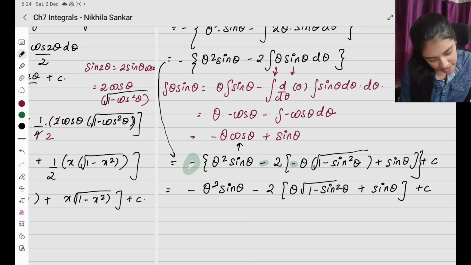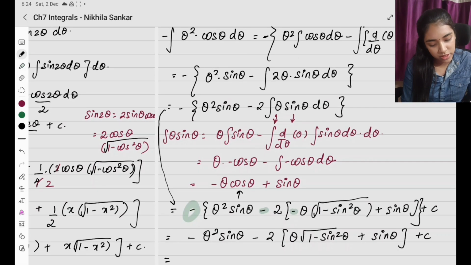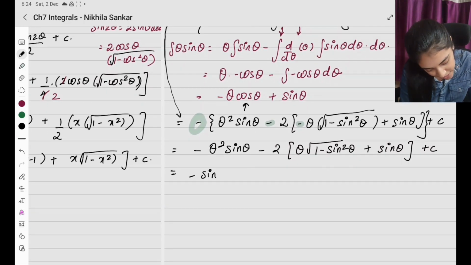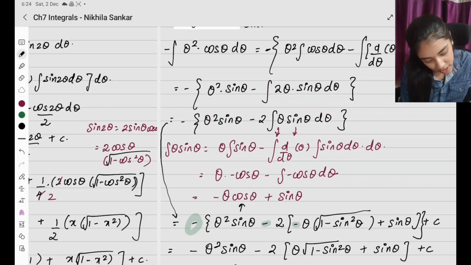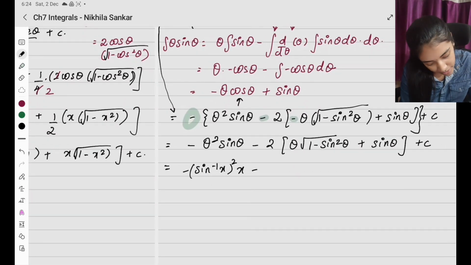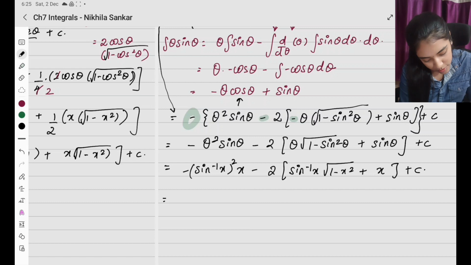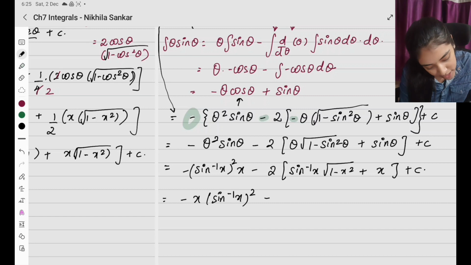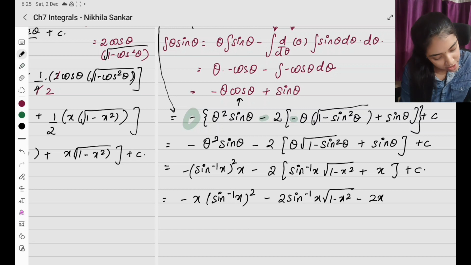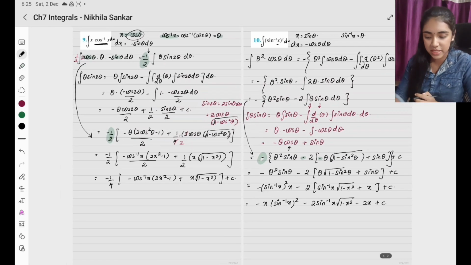the bracket plus c. Now when I substitute for theta square and sin theta, what comes? Theta square is sin inverse. So I have minus sin inverse of x the whole square times sin theta, which is going to be x, minus 2 times theta, which is sin inverse of x, square root of 1 minus x square plus sin theta, which is going to be x, plus c. So how does my final answer look? Minus x times sin inverse of x the whole square, minus 2 sin inverse of x square root of 1 minus x square, minus 2x plus c. So this is my final answer. Please copy.